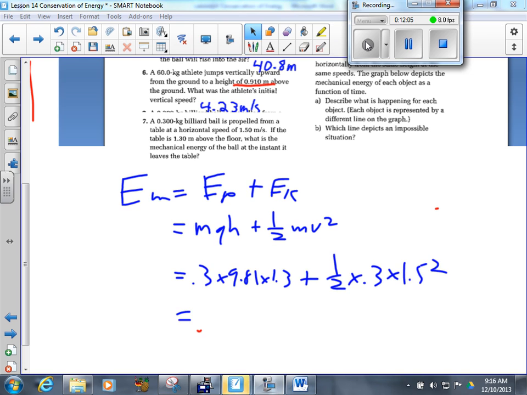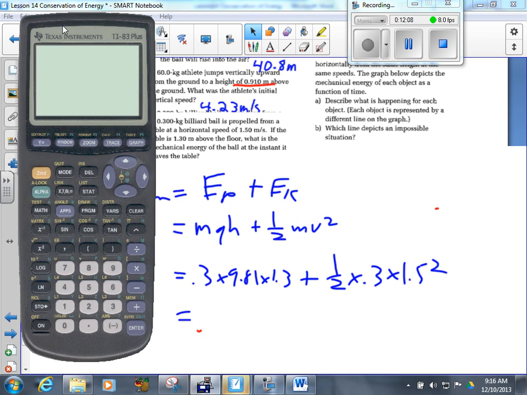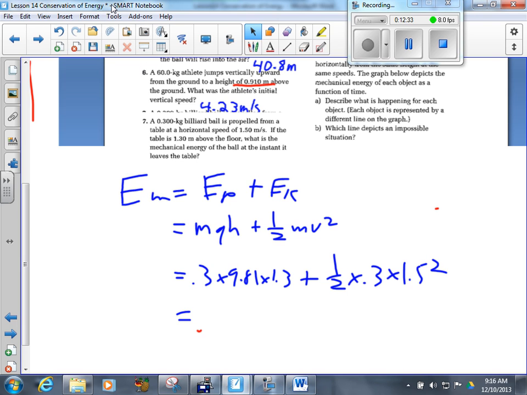So we've got 0.3 kilograms times 9.81 times 1.3 plus 1/2 times 0.3 times 1.5 squared. When we punch that in, we should have 4.16 joules. Questions on that one?